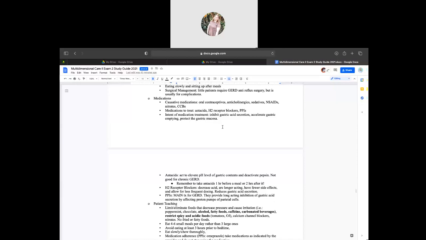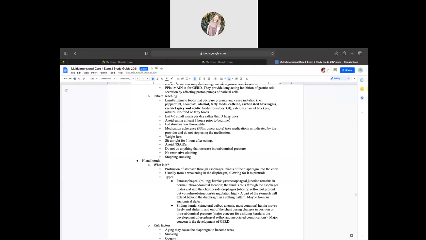H2 receptor blockers decrease acid, are longer acting, have fewer side effects, and allow for less frequent dosing. PPIs are going to be your main treatment for GERD. They provide long-acting inhibition of gastric acid, and they affect the proton pumps and parietal cells.